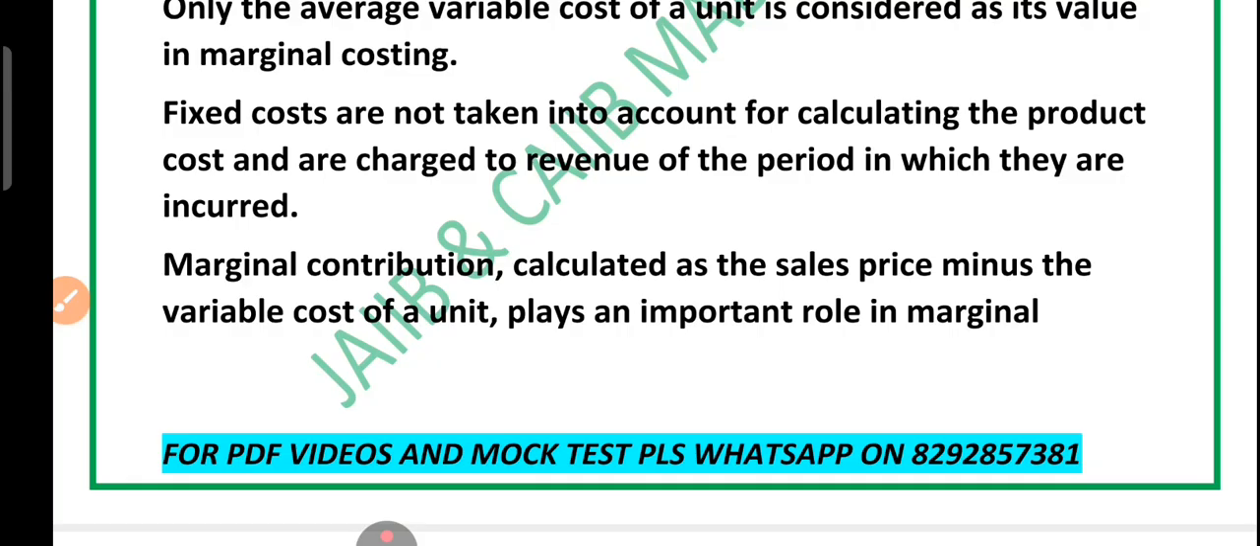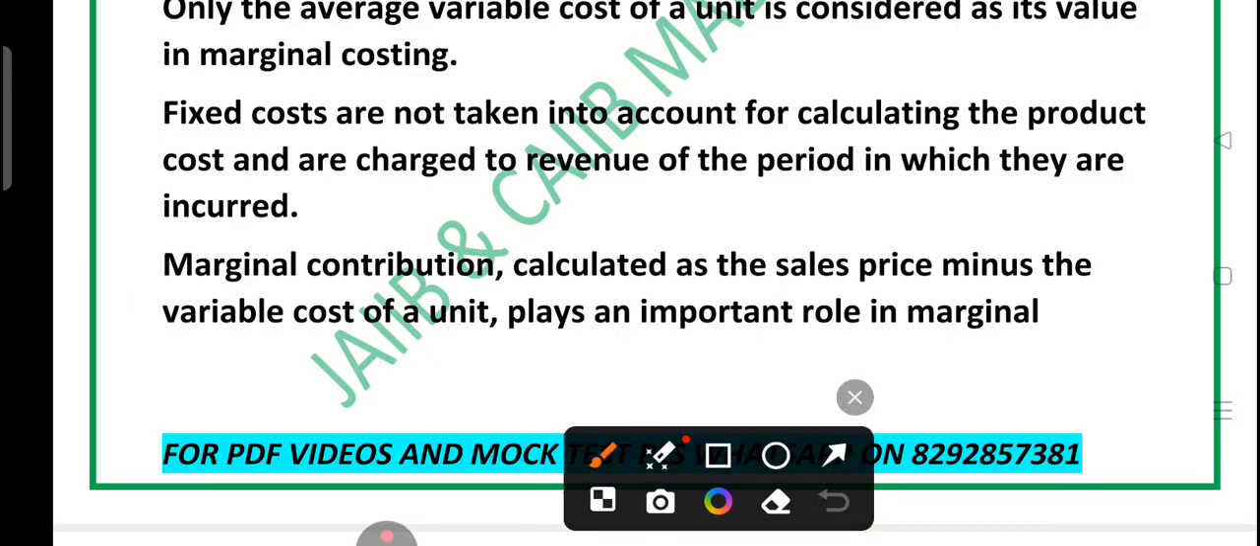So remember, the marginal contribution formula is very simple. Just write the sale price, the selling price, and subtract the variable cost. This will give you the marginal contribution. Let me give you a quick example to understand it.